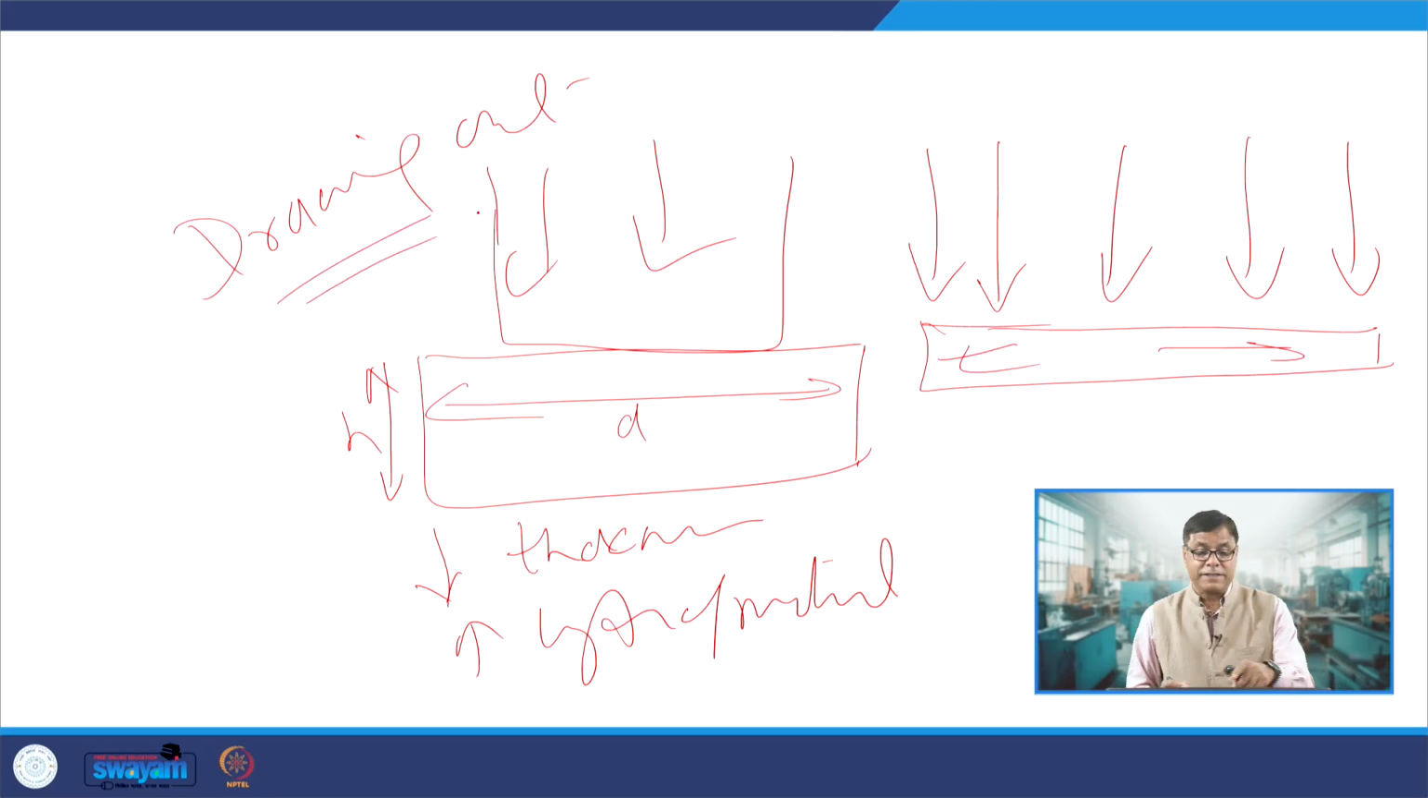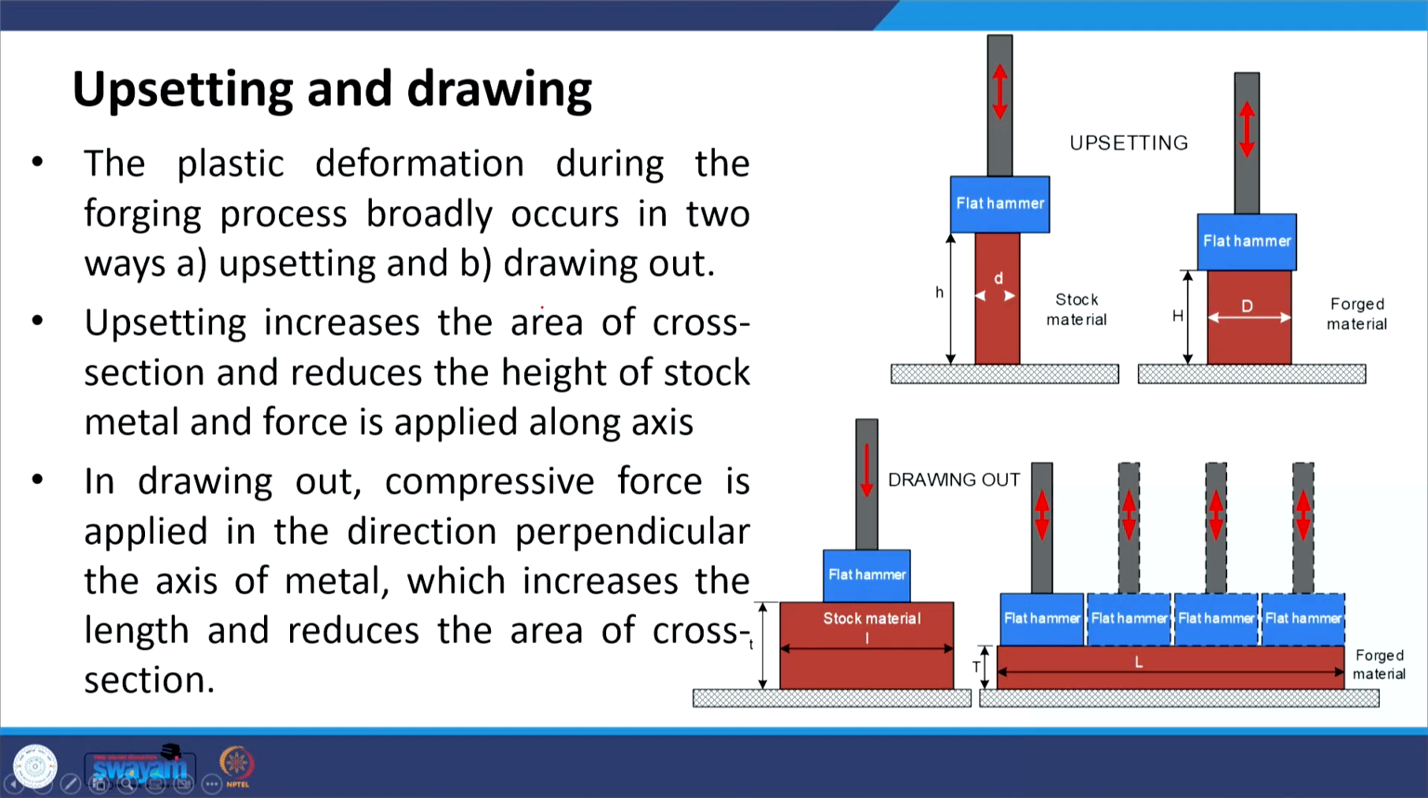These are the two broad classifications based on the approach which is being used for the forging purpose. So, plastic deformation of metal during the forging process can occur broadly in two ways. One is upsetting and the second is drawing out. In upsetting we can see this is the stock material and this is the flat surface of the hammer. When the load is applied in downward direction, the material flows laterally, and that in turn increases the diameter and reduces the height. This is what happens in case of upsetting, and just the opposite will be happening in drawing out.